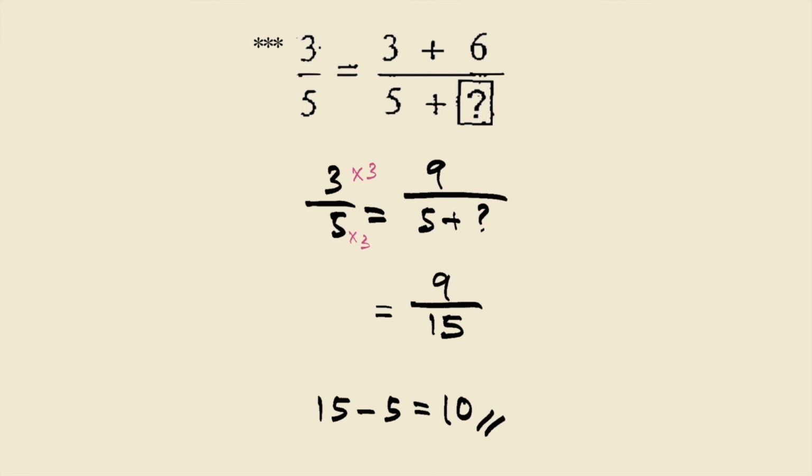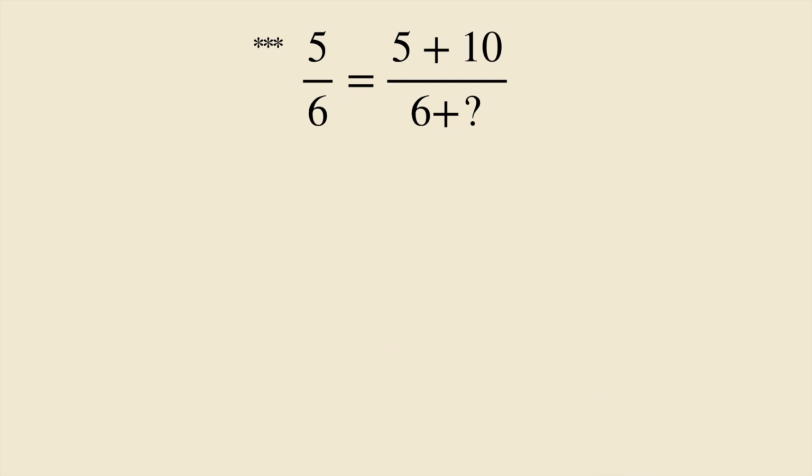Okay, so if we times 3, is it not a 15? Right, that's a 15, isn't it? And that's 5 plus 10, is it not? So when we multiply by 3, top and bottom, we get 9 over 15. So this 9 here accounts for the 3 plus 6. And this 15 here is actually 5 plus 10. So 10 is the missing number.